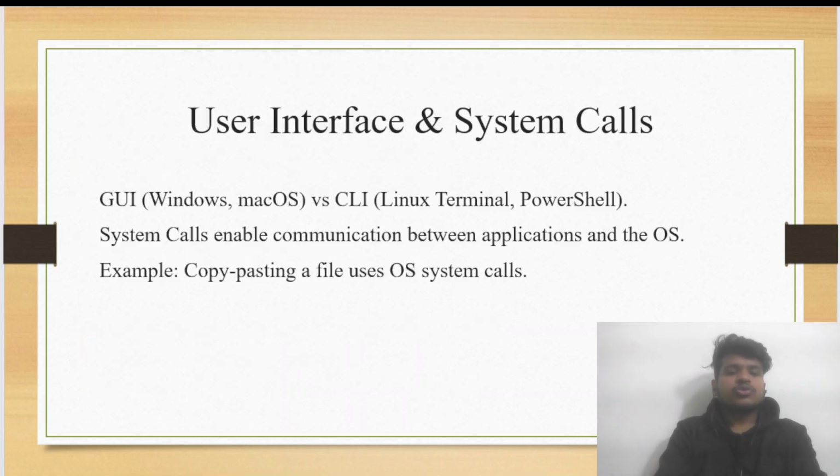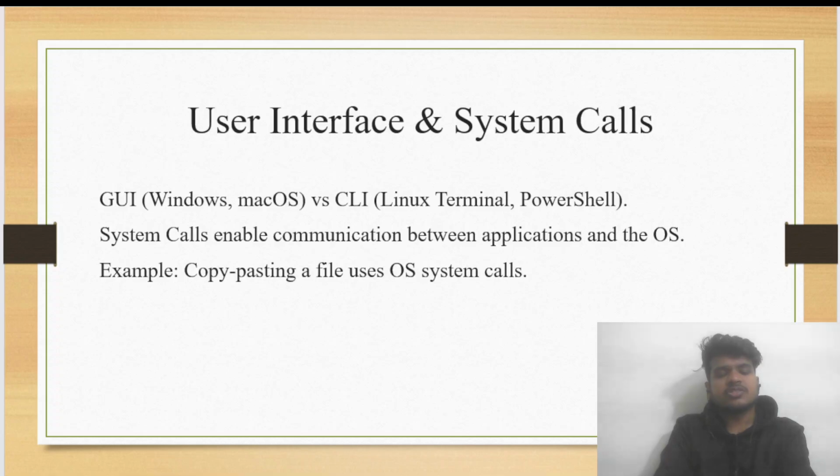Then we have the user interface and the system calls. The user interface is what allows us to interact with the OS, as we have studied previously also. There are two main types. Firstly, the graphical user interface. It uses windows, icons, and menus, in Windows and macOS also. Then we have the command line interface. It uses text commands, for example in the Linux terminal and PowerShell, where we can access the interface with just text commands.